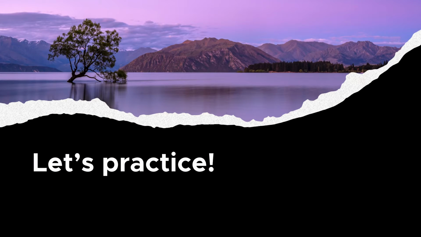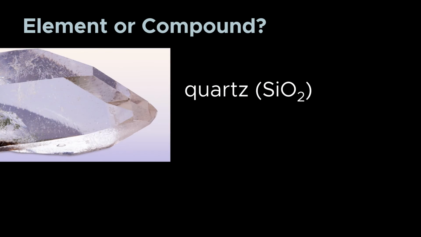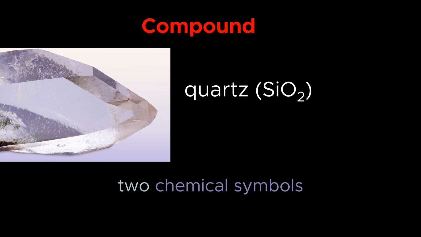So let's practice. There are lots of examples presented in this video. You may want to pause the video for each one so you can try to figure them out for yourself before the answer is revealed. Is quartz an element or a compound? It's a compound because quartz, which is SiO2, consists of 2 elements which are represented by 2 chemical symbols.